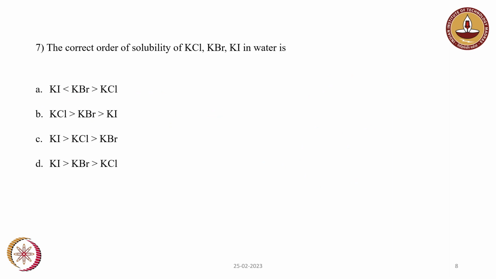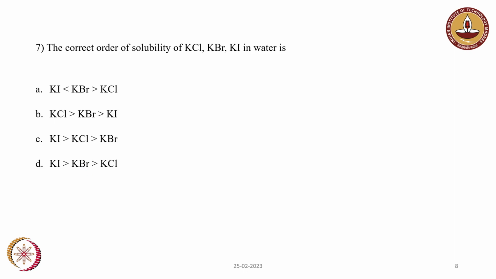The next question is the correct order of solubility of potassium chloride, potassium bromide, and potassium iodide in water. Option A is KI less than KBr greater than KCl. Option B is KCl greater than KBr greater than KI. C is KI greater than KCl greater than KBr. And D is KI greater than KBr greater than KCl.